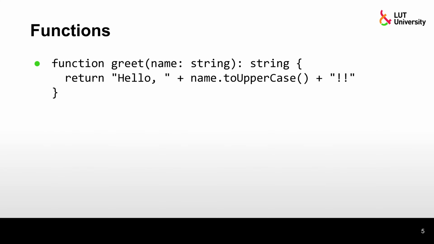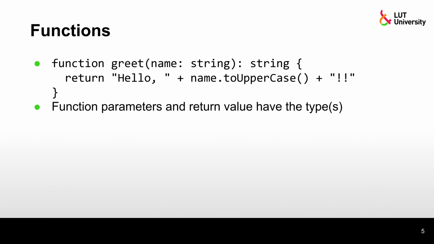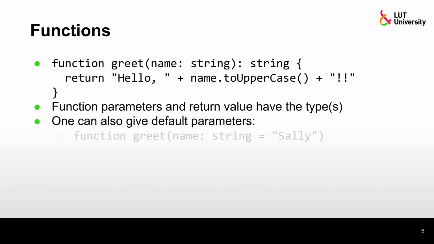So this is how we define a function, and here of course TypeScript cannot guess what the parameter types are. You need to set them manually. So function parameters and return values have types. That is very important in TypeScript. We can also of course give default parameters, so we could give a default parameter to this greet function, so the name would be Sally as a default. This was also possible in JavaScript, but here we are explicitly setting that it needs to be a string.